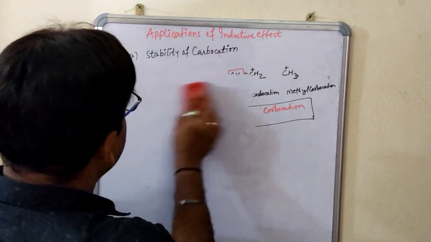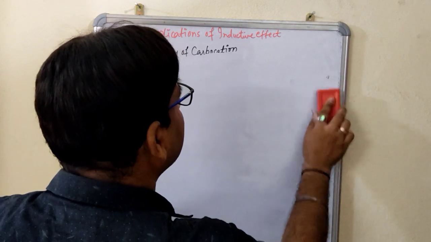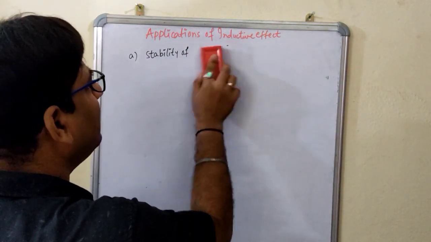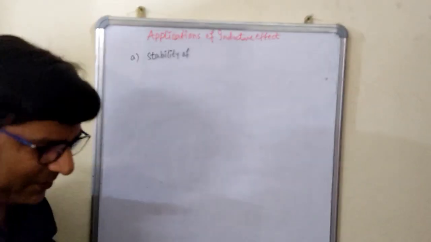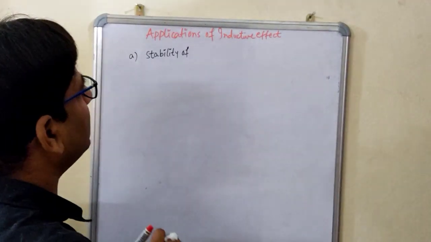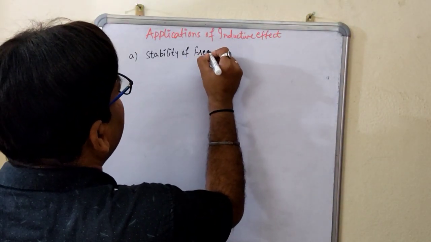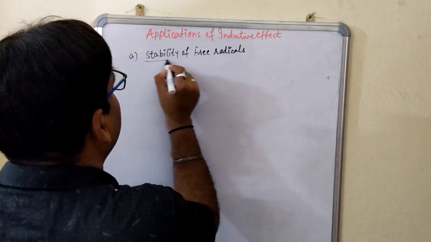Now the second one is similar to the carbocation, students. The same explanation, everything remains the same. I will just give you the hint and you can write the stability order by yourself, because it is the same. There is no difference at all. Stability of free radicals.